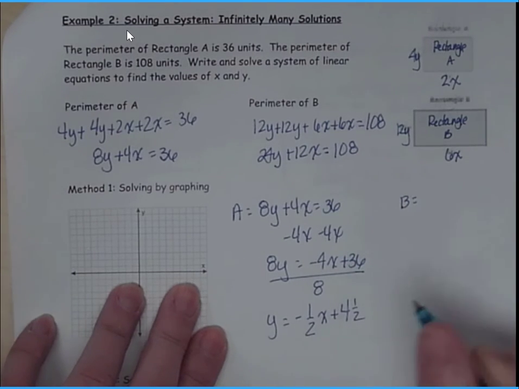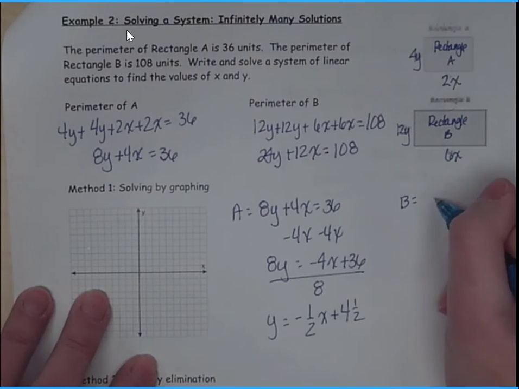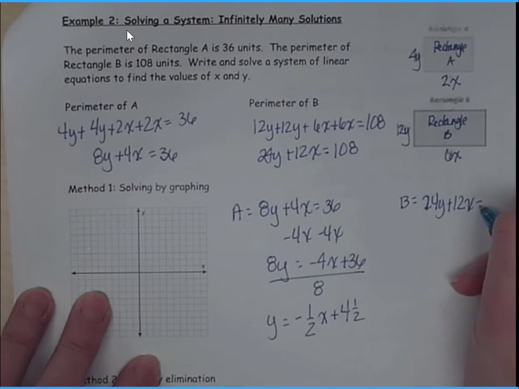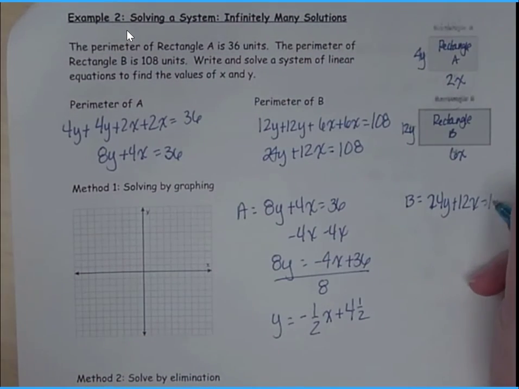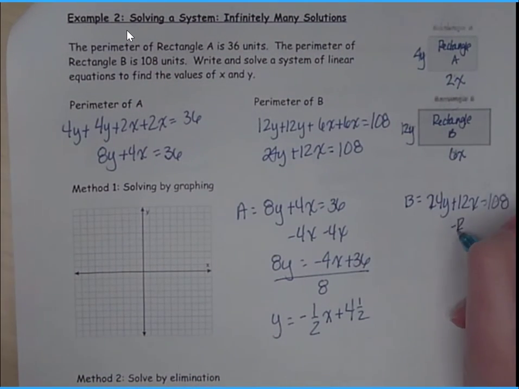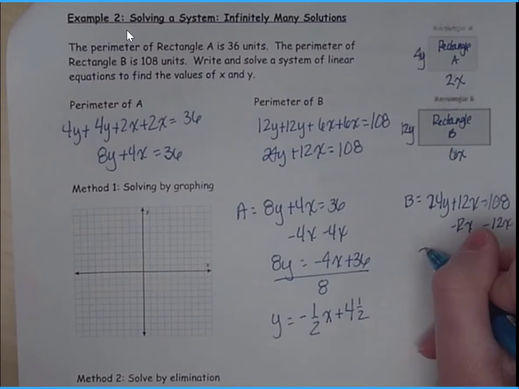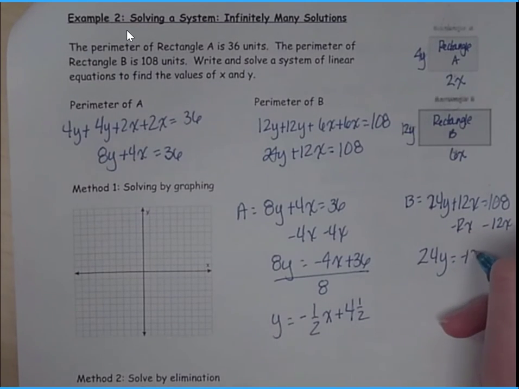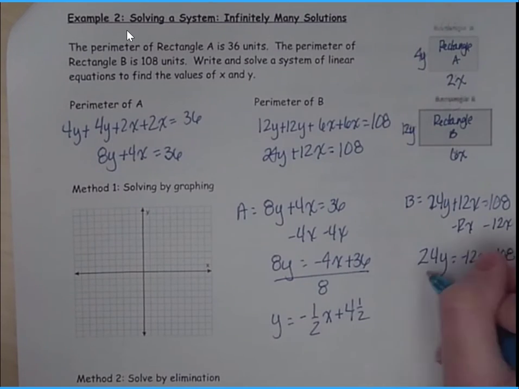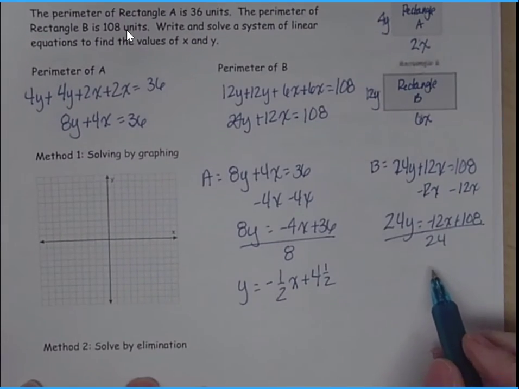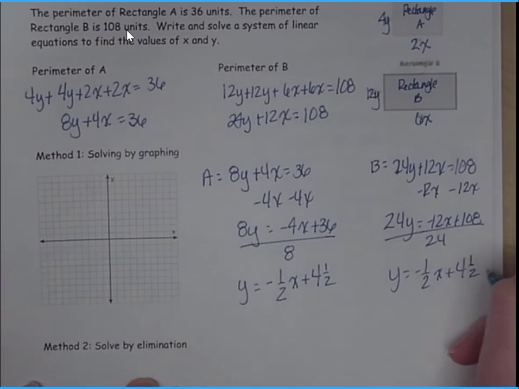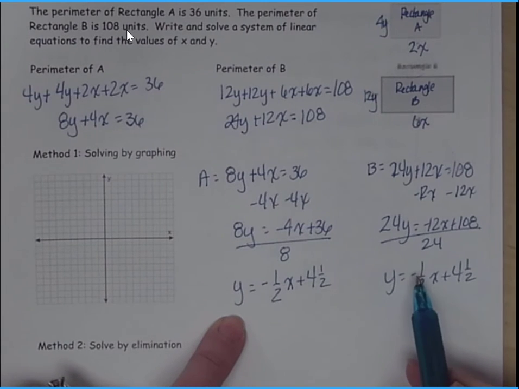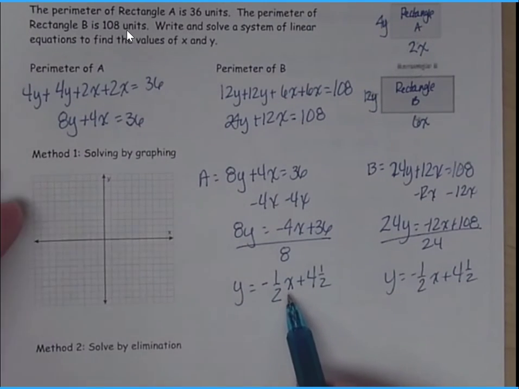Now, if I look at B, I have 24y plus 12x equals 108. Oops, 108. Sorry about that. So we're going to get y by itself. So I have 24y equals negative 12x plus 108. Solve for y, dividing everything by 24. So y equals negative 1/2 x plus 4 1/2. So if I look, I can tell right now I'm going to end up with the same line. I'm going to go ahead and graph it just in case.